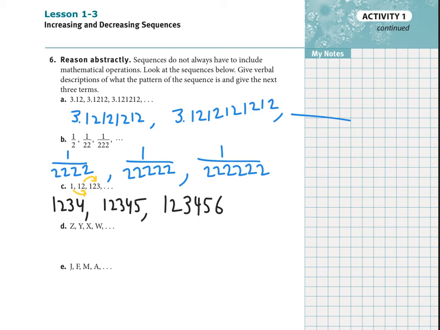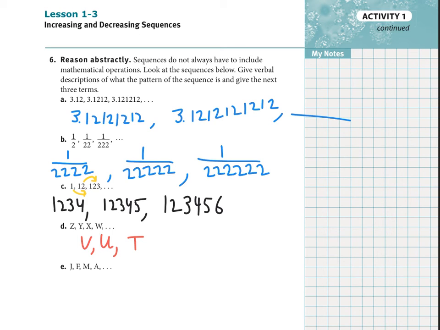Okay, next one, Z to Y to X to W. Looks like the alphabet backwards. Okay, so the next ones, and this is hard to do, would be V, U, and T, right? Is that right? Reading from right to left, T, U, V, W, X, Y, Z. Yeah, so that would be the next terms there.